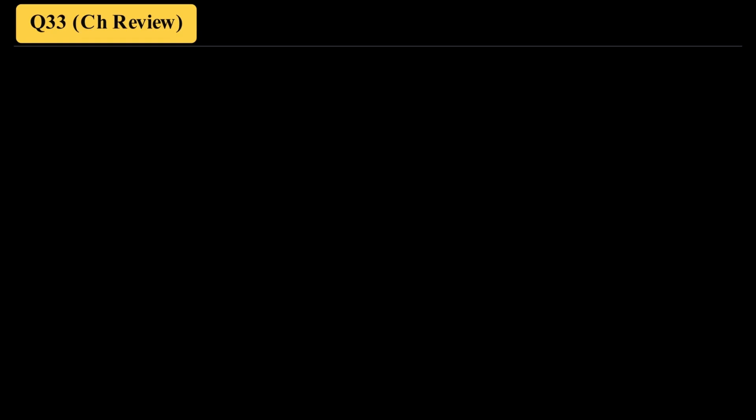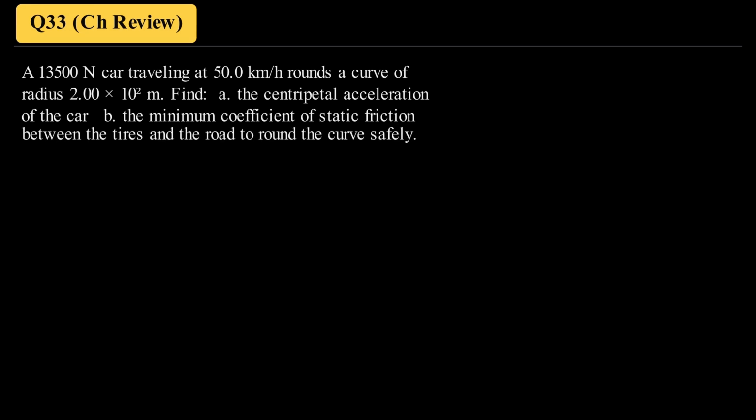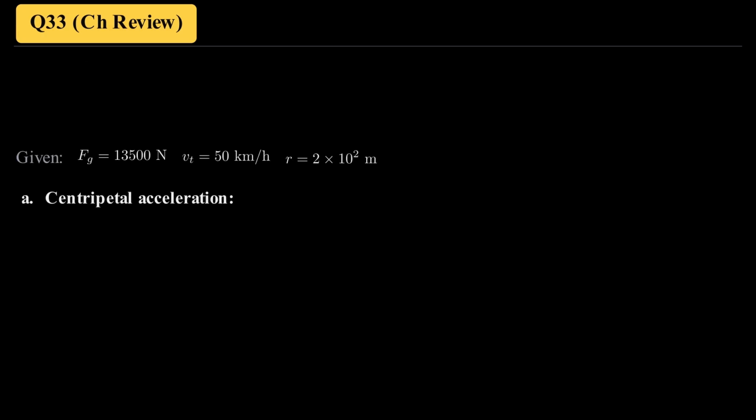Now let's take a few examples. We have question 33 from chapter review. It says a 13,500 Newton car traveling at 50 km per hour. That is Fg, which is 13,500 Newton, and 50 km per hour is Vt. Round a curve of radius 2 times 10 to the power of 2. So that is r. A, it says the centripetal acceleration of the car. So you have to find AC.